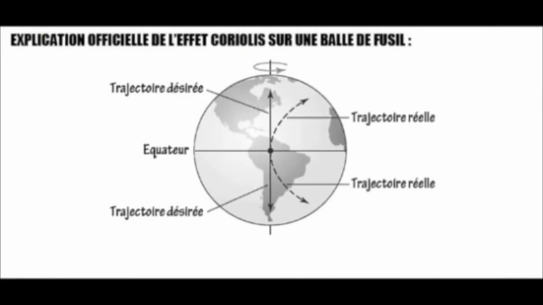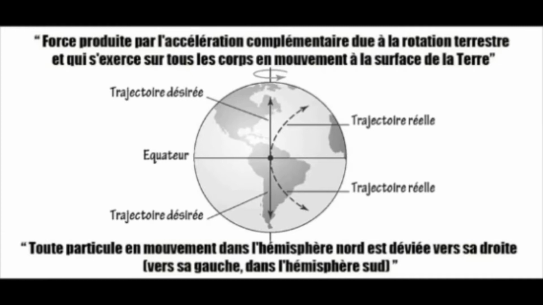A diagram of the official explanation of the Coriolis effect. The apparent deflection of a body in motion with respect to the Earth and caused by the rotation of the Earth. Deflecting right in the northern hemisphere and deflecting left in the southern hemisphere.